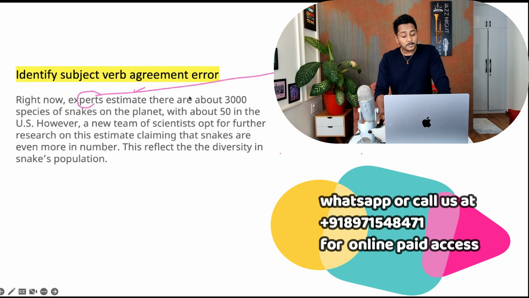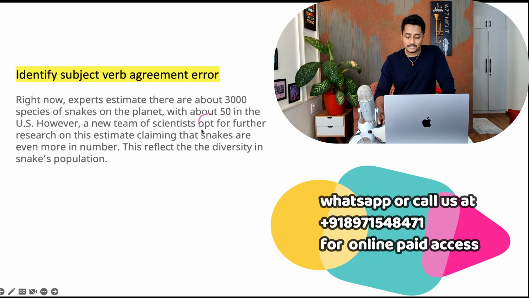There are about 3,000 species of snakes on the planet, with about 50 in the US. However, a new team of something. I don't care about this. A team of something. Scientists, I don't mind. A team is singular. It's like he. He opts, not opt. Opts, yes, has to come. So this is the first error here.